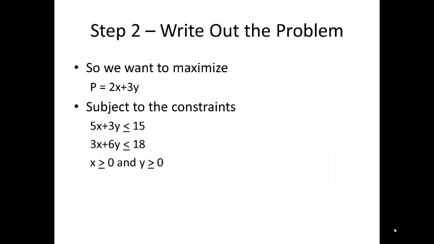Step 2, we want to write out the problem. So again, here we're attempting to maximize the function 2x plus 3y, because we get 2 units of profit from the first plus 3 units of profit from the second, subject to the constraints that 5x plus 3y is less than or equal to 15, 3x plus 6y is less than or equal to 18, and we want both x and y to be greater than or equal to 0. In other words, we can't have negative amounts of products.